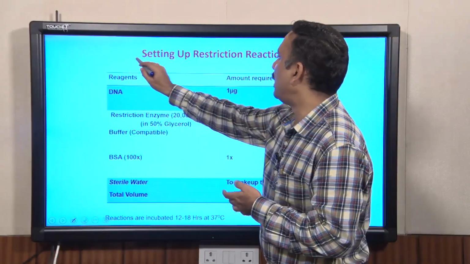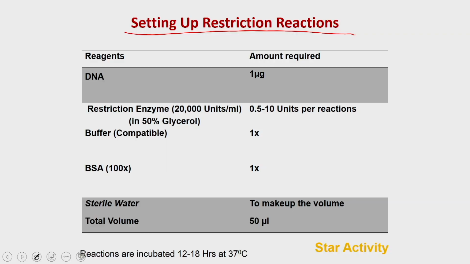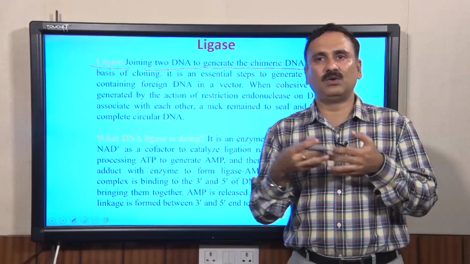Then we have also discussed how to set up the restriction reactions. You take the restriction enzymes and add the BSA, and we discussed that you add the BSA only to reduce the star activity of these enzymes. Then we discussed the ligase. Ligase is an enzyme which joins two DNA molecules to generate chimeric DNA, and that is the basis of cloning.